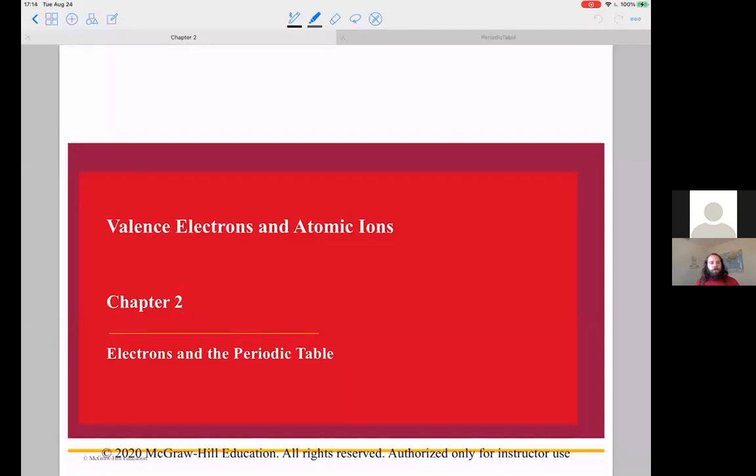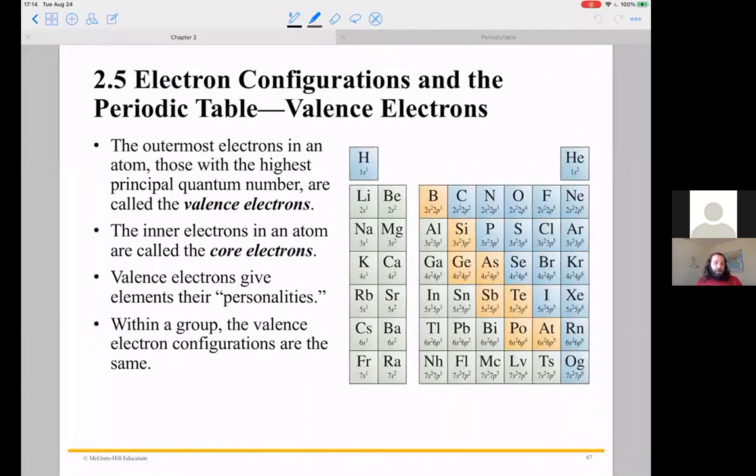All right, so now we're going to learn about valence electrons and atomic ions. We talked a little bit about ions before. Now we're going to be able to look at the periodic table and figure out the type of ion that an element wants to form. And it has everything to do with this idea of valence electrons. So let's talk about that real quick.